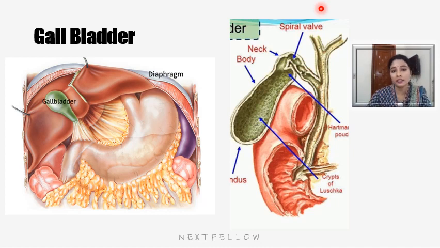And Rokitansky-Aschoff sinus occurs when the mucosa of the gallbladder penetrates deep into the muscularis externa. So the mucosa extends into the outer layer, the muscularis externa, and these are early indicators of pathological changes associated with acute cholecystitis or gangrene. So these things you have to remember with the gallbladder.